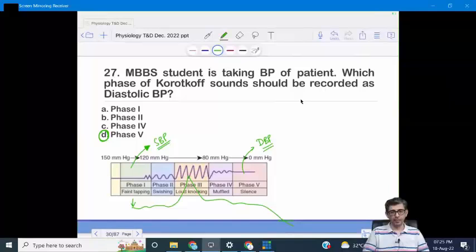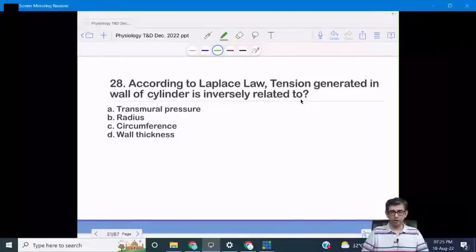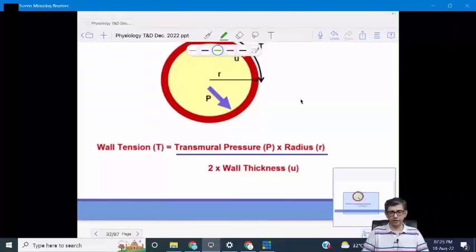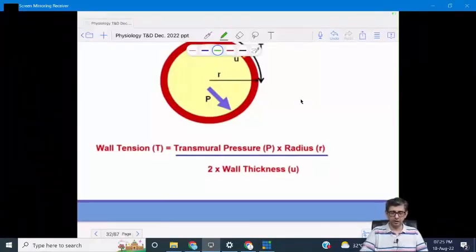According to Laplace law, the tension generated in the wall of the cylinder या cylinder की जगह blood vessel ले लीजिए, is inversely related to which of the following? And the formula for this is like this: the wall tension is directly related to transmural pressure multiplied by radius and is inversely related to the wall thickness. You can see that tension और radius का जो relation है वो तो direct है, लेकिन tension and wall thickness जो है उसका relation inverse है.